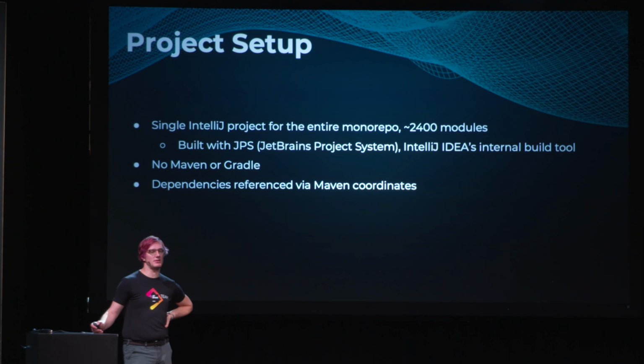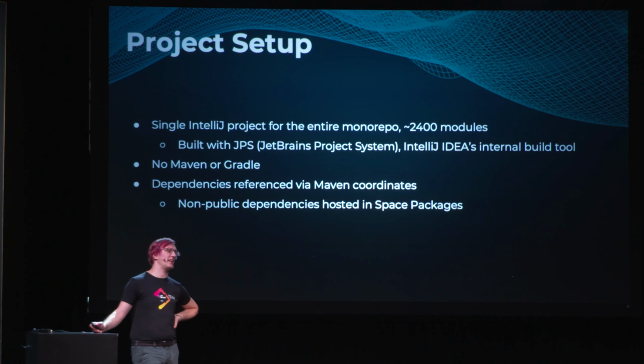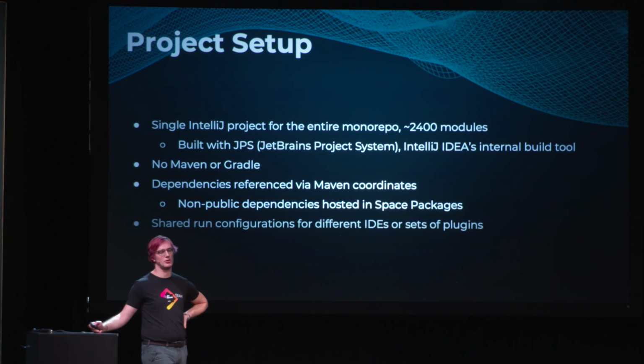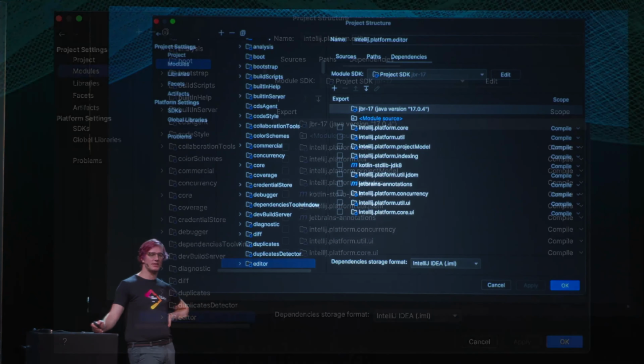And the dependencies are referenced through Maven coordinates, so IntelliJ automatically takes care of downloading them or updating them when the versions need to change. One other part is that we use Space for hosting the non-public dependencies. For example, the licensing code is a separate library that lives in Space Packages, and it's referenced by the commercial IntelliJ project. And in order to run IntelliJ, we use a large set of shared run configurations that contain all the settings necessary to launch a given IDE or an IDE with a given set of plugins.